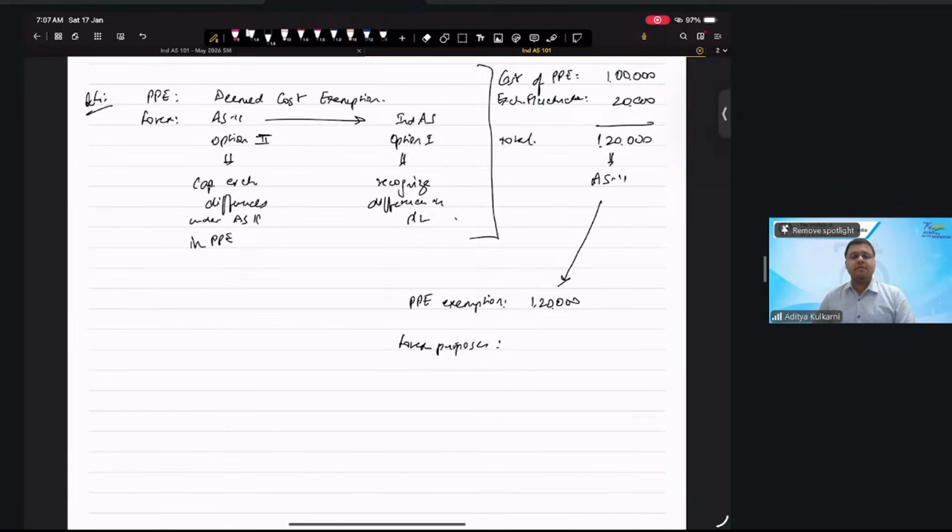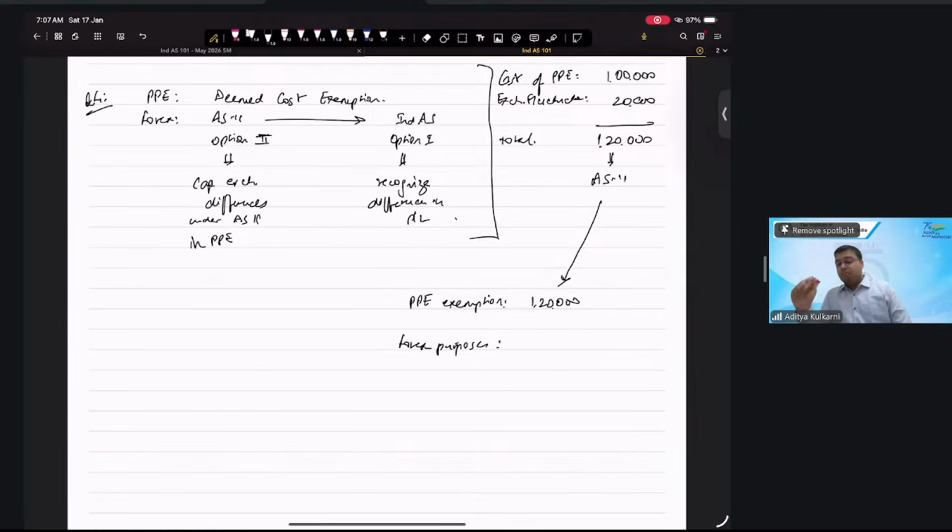Which option has he availed? Under AS 11, he was under Option 1. He would capitalize the exchange differences into PPE. Now he says, I will no longer do that. I want to take my exchange differences to P&L. Is it permitted? Answer is yes. It's allowed.